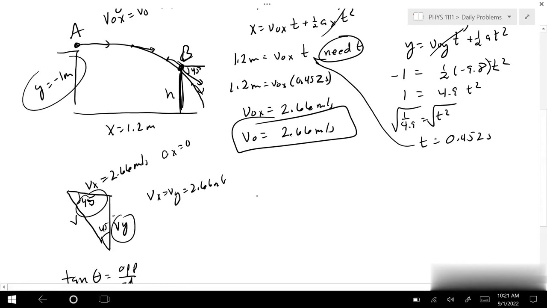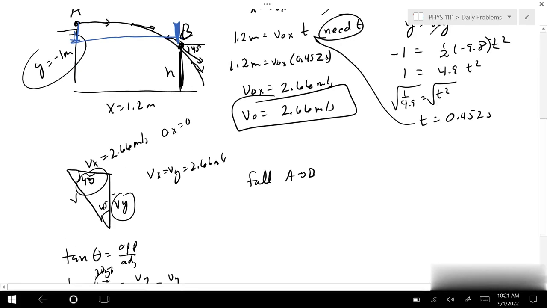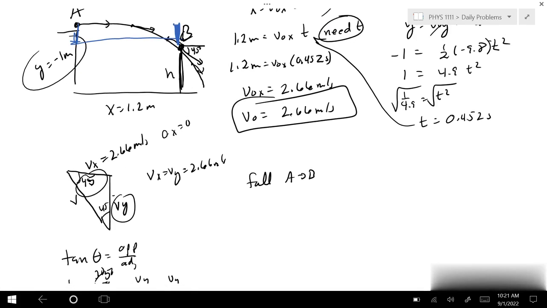So I'm trying to find Y. If I'm looking at the picture, I want to find out really how far it falls from A to B. So in reality, what I'm trying to find in this math is this distance here. How far does it fall from A to B? I'm trying to find that blue height. I know my velocities at A and B. So I know that my Vy at A is equal to 0. My Vy at B is minus 2.66 meters per second.